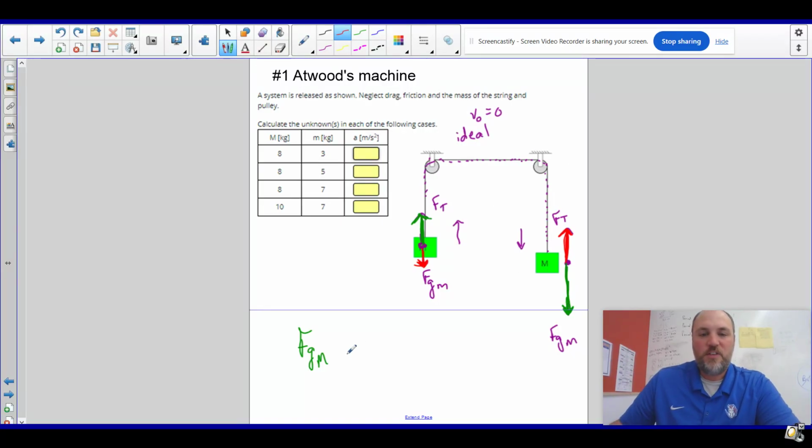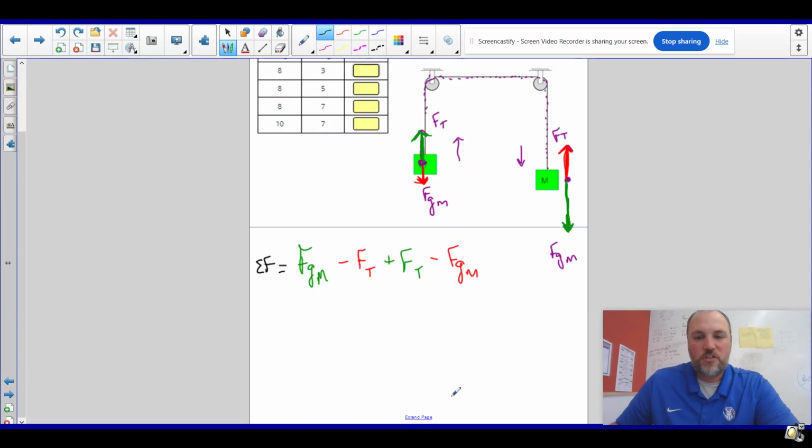So I have a tension that is against the motion of the objects. Then I have a tension that is in the direction that the objects move. And then I have the force of gravity on little m. So that is in red. And that is the sum of all of my forces, or the net force. And that should be equal to, according to Newton's second law, the total mass times acceleration.